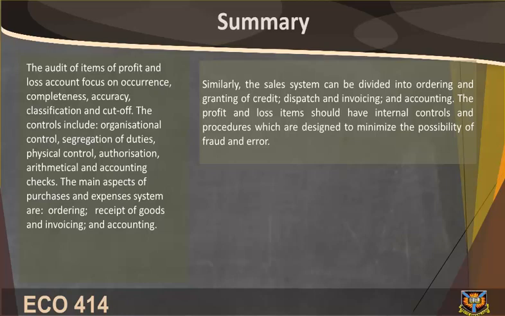Similarly, the sales system can be divided into ordering and granting of credit, dispatch and invoicing, and accounting. The profit and loss items should have internal controls and procedures which are designed to minimize the possibility of fraud and error.